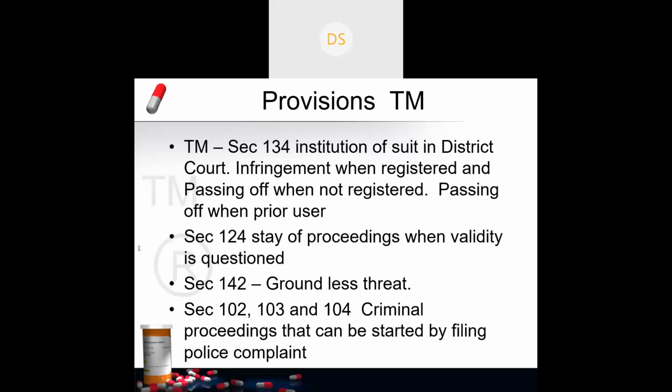Then you have section 102, 103, and 104, which are criminal proceedings that can be started by filing a police complaint. One is you can file a police complaint, or there is also one more provision, 107. Where someone is using the symbol R even without his application being granted, you can directly complain to the registrar, which is 107. 102, 103, and 104 are relating to falsely applying marks to the goods or services or falsification of the mark to the goods or services. So this is purely a criminal proceeding under the trademark law. Next slide.